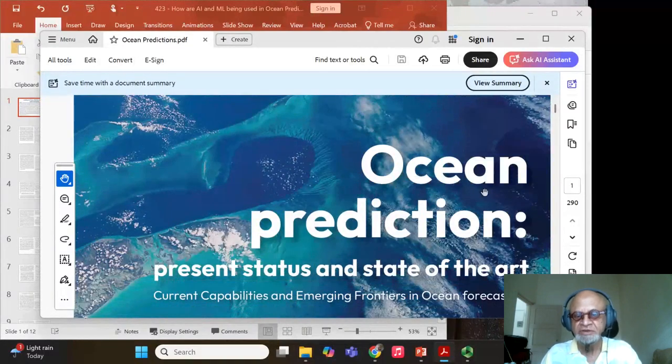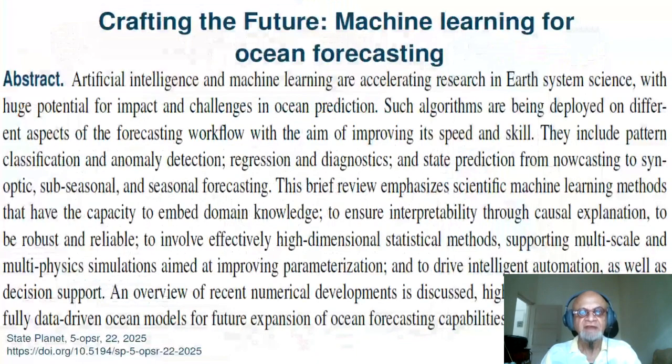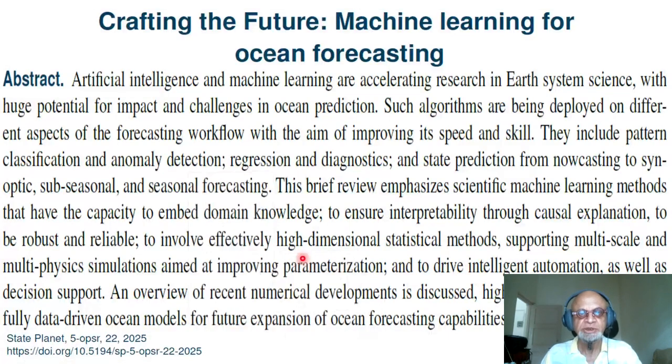So one of the chapters is about how AIML is going to play a role in ocean forecasting. This says crafting the future, machine learning for ocean forecasting. I'm only going to expand on this particular chapter. The others we just briefly touched on because they are very important in an operational technical way, but for the podcast as a whole, this is a more exciting new direction, so I'm going to focus a little on this.